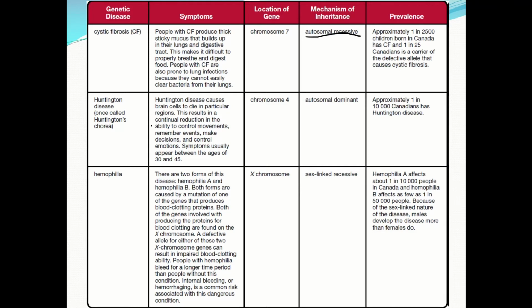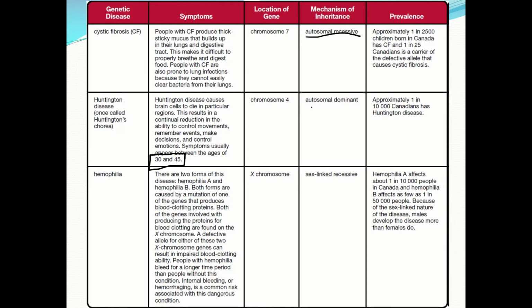Okay, Huntington disease is kind of like ALS. Over time you lose the ability to move, remember events, make decisions, control emotions. And the scary part of it is that symptoms don't appear until you're 30 to 45. So usually with genetic diseases, if it's a fatal disease, people die before they're able to reproduce. But because this doesn't show up until this age, people reproduce when they're like 25. They don't realize they have it in their family or something like that. And then all of a sudden they pass the trait down and then they get it, and yeah, it's bad.